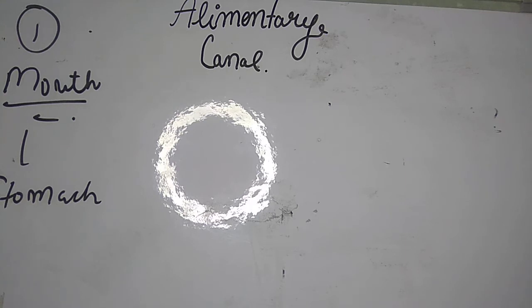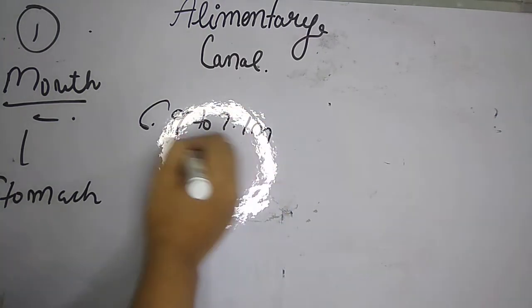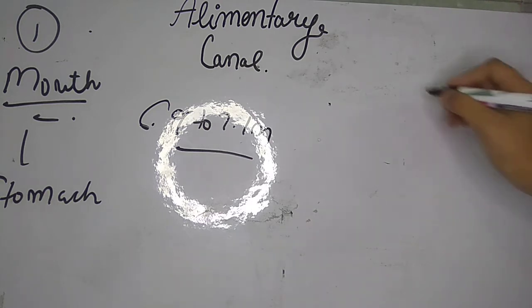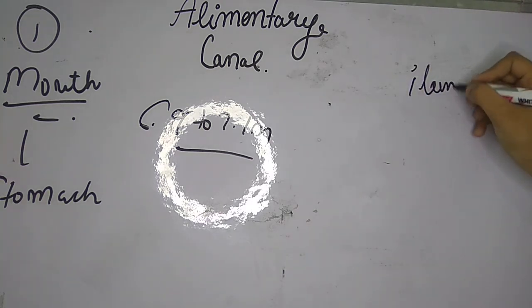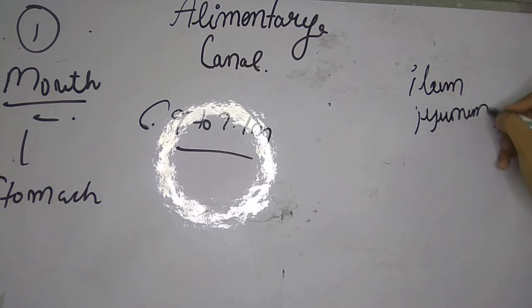Now small intestine is also a long passage for the food, and it is 6.9 to 7.1 meters long. So small intestine is the largest part of the alimentary canal. It is fitted in a very compact space because of the extensive coiling. The parts of the small intestine are ileum, jejunum, duodenum.